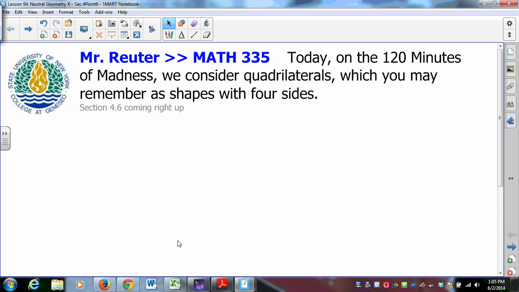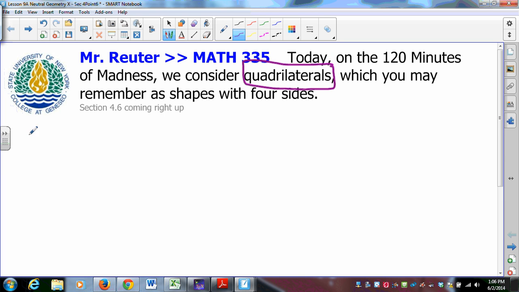So, section 4.6 in Venema's Foundations of Geometry deals with the thing we have yet to discuss. What happens if the figure has four sides? What happens if you've got a quadrilateral?